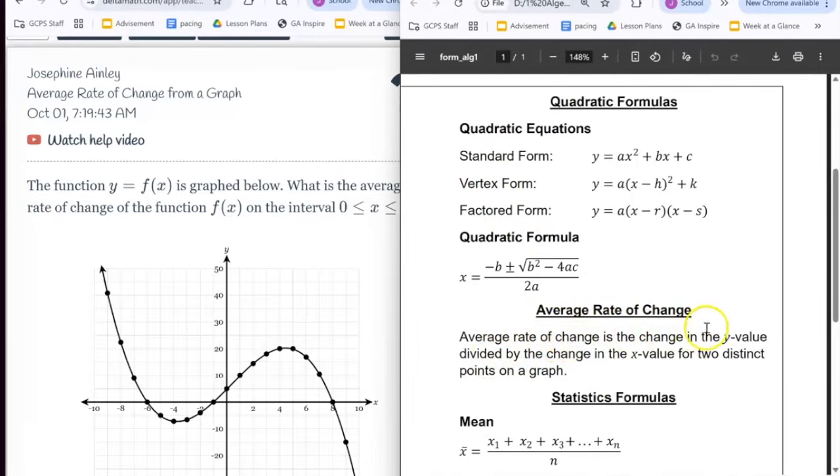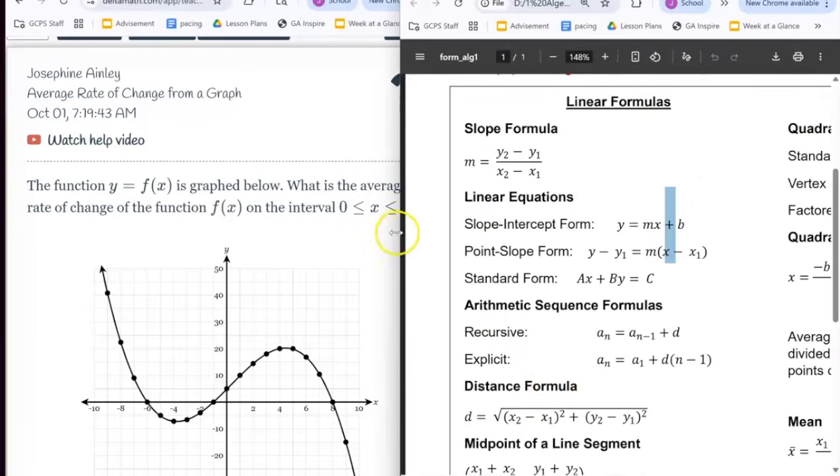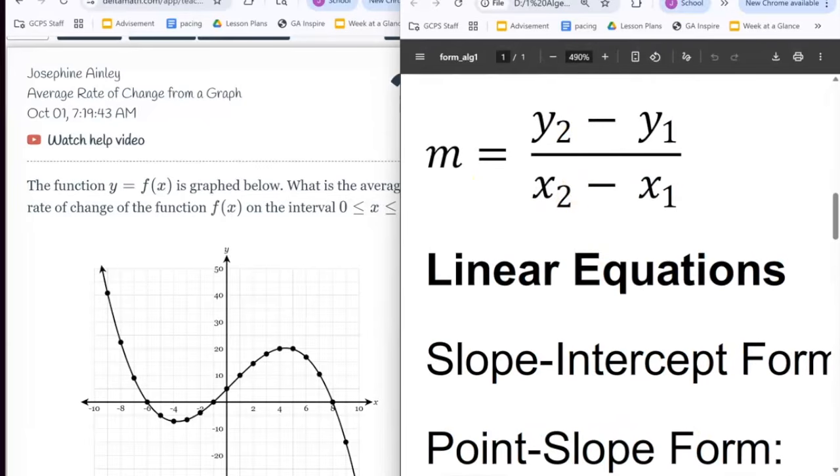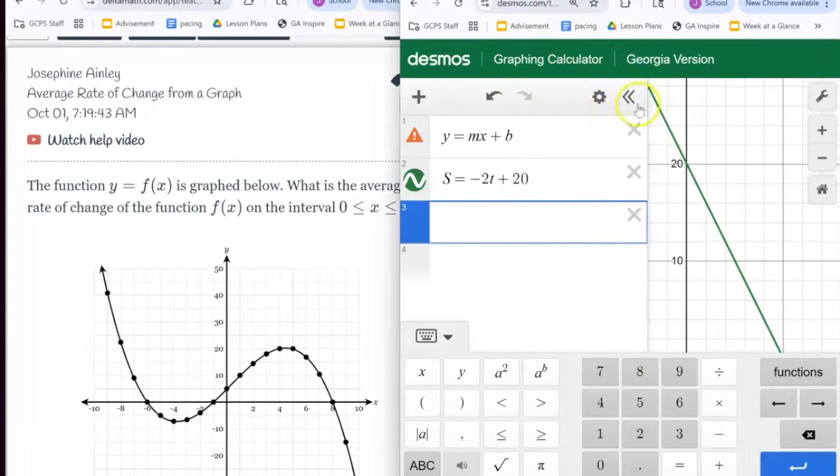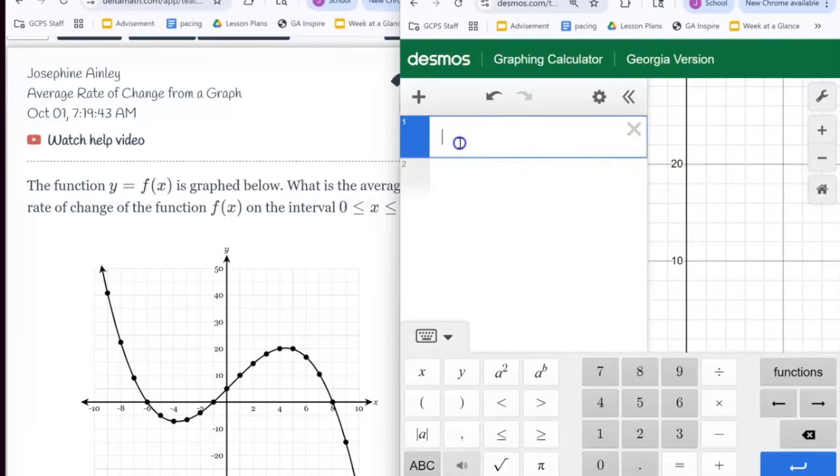Average rate of change is the change in the y value divided by the change in the x value for two distinct points on the graph. So if you look here, the change in the y value divided by the change in the x value for 2 points, x2 and x1, for 2 coordinates. That's what it means. So this is the formula that we are using. We're going to go ahead and type that into Desmos.